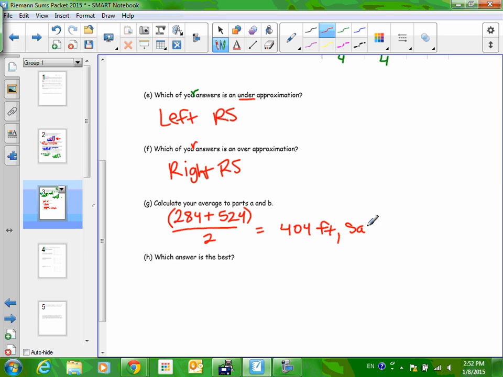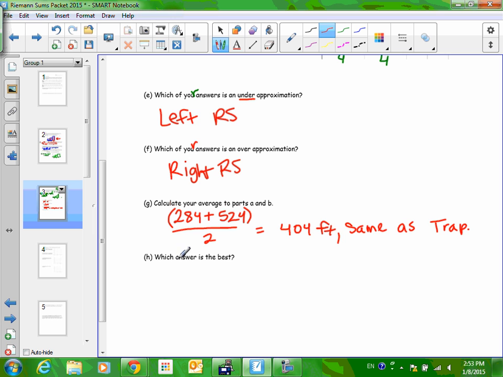That was the same as the trapezoid. And this is always going to happen. If you find the left and right Riemann sum and average them, it will always be the same as the trapezoid. This is a really nice way to check your work.